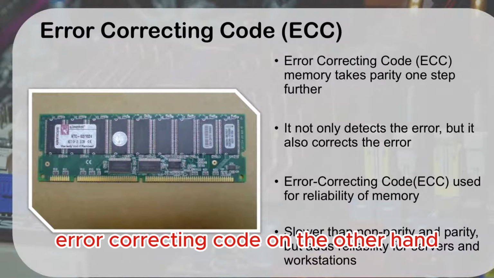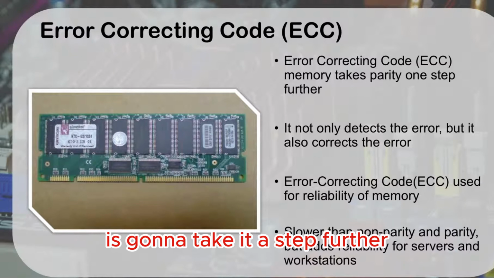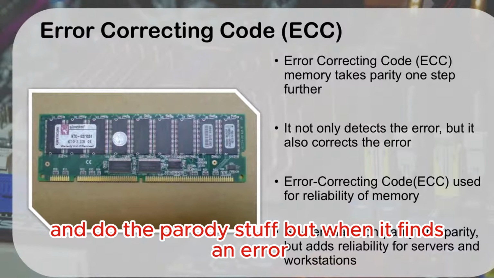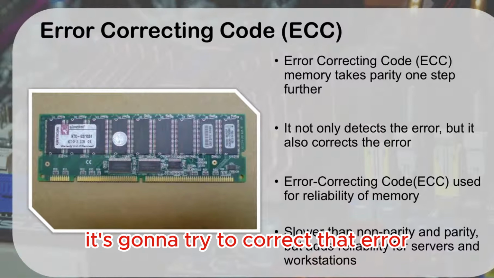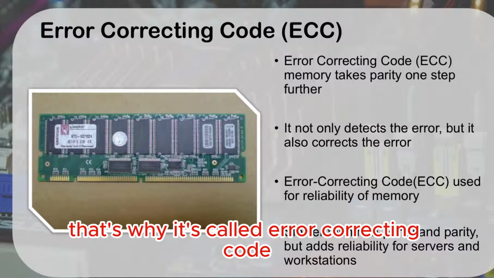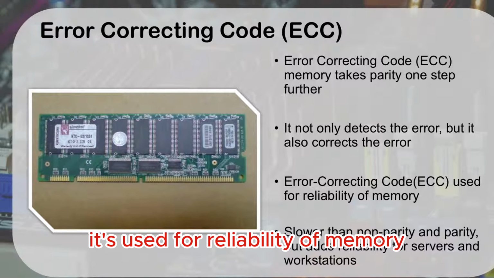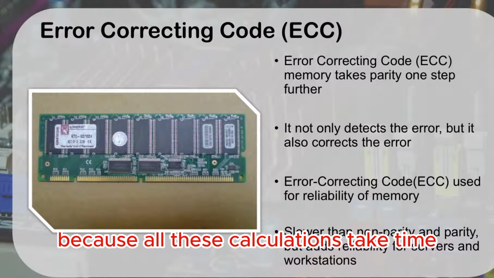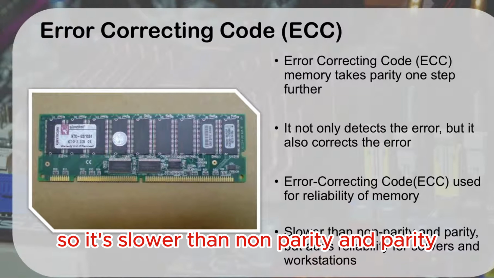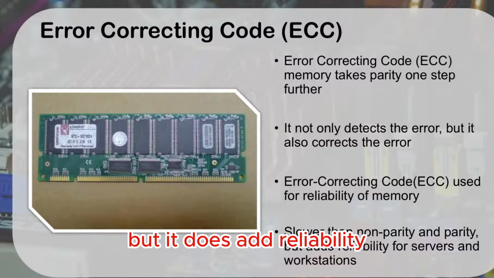Error correcting code, on the other hand, is going to take it a step further and do the parity stuff, but when it finds an error, it's going to try to correct that error. That's why it's called error correcting code. And so what happens is it's used for reliability of memory. It's slower though, because all these calculations take time. And so it's slower than non-parity and parity, but it does add reliability.